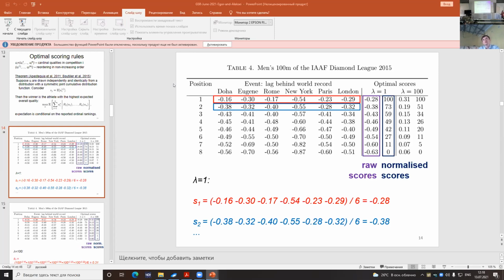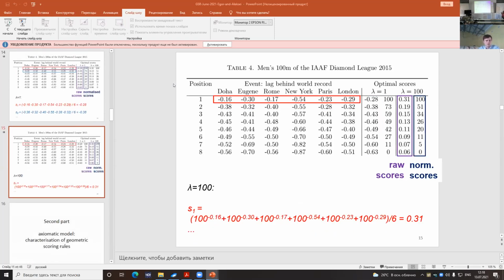which will be a purely ordinal procedure, because they cannot use cardinal results directly. And if an organizer prefers some lambda more than 1, for instance lambda 100, it looks like a big number, but it means that if you lag behind another athlete by 1 second, then you will get 100 times fewer points than this athlete. But 1 second in a men's 100 meters sprint event is a huge gap.